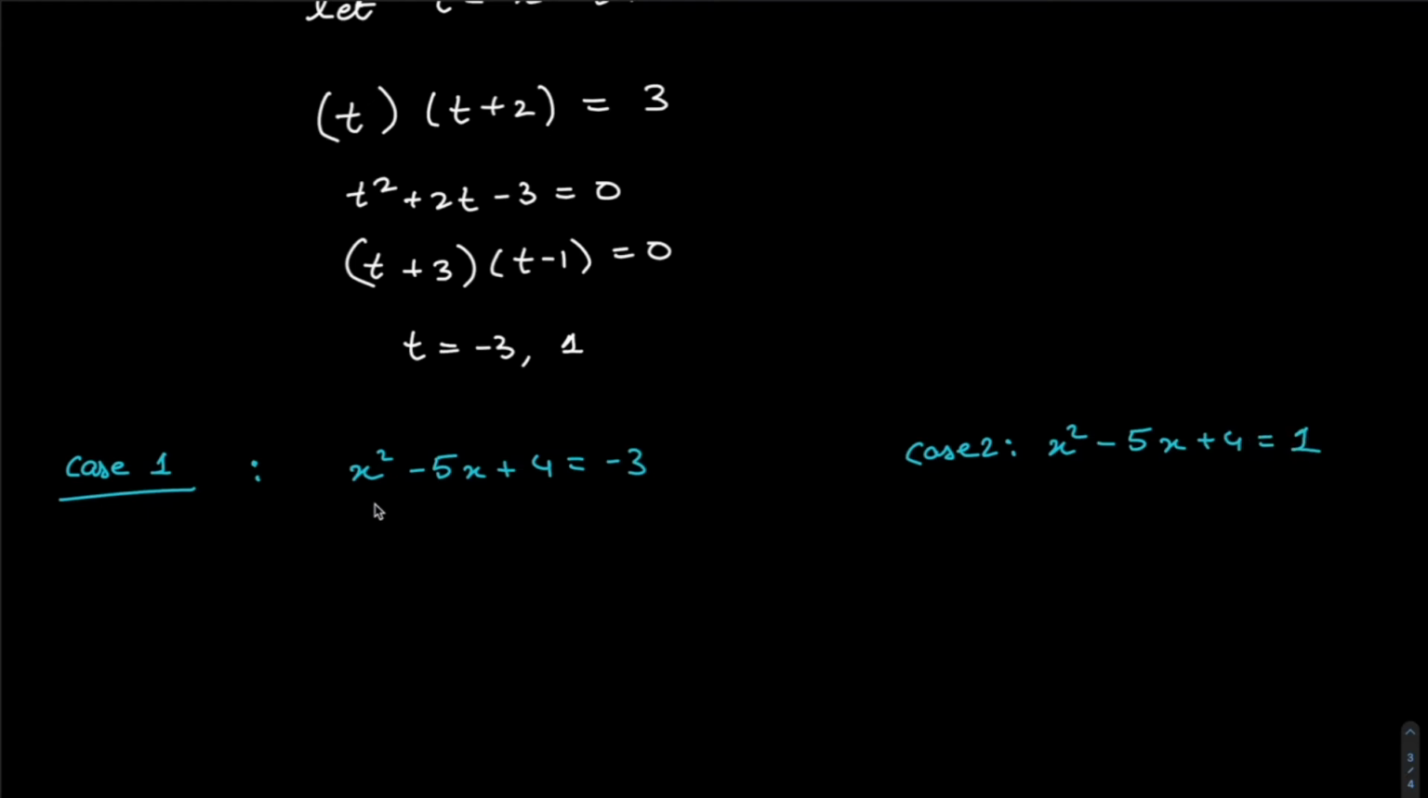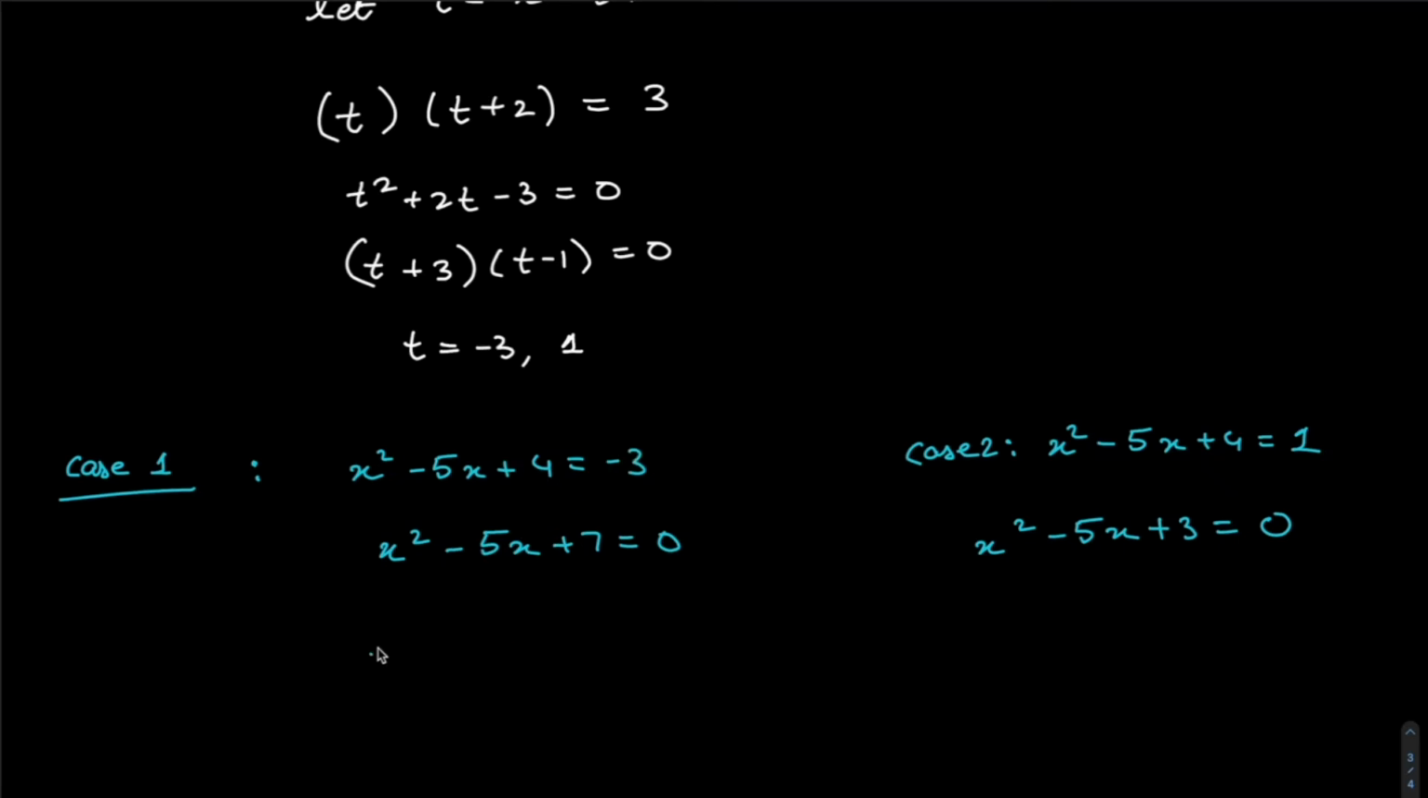When I simplify this, I'm going to have x squared minus 5x plus 7 is equal to 0. The other case, I'm going to have x squared minus 5x minus 3 is equal to 0. Oh, sorry, my bad, plus 3. So now these are the two equations, and I'm going to have to solve them. I don't see any immediate factors, so I'm going to have to use the quadratic formula.